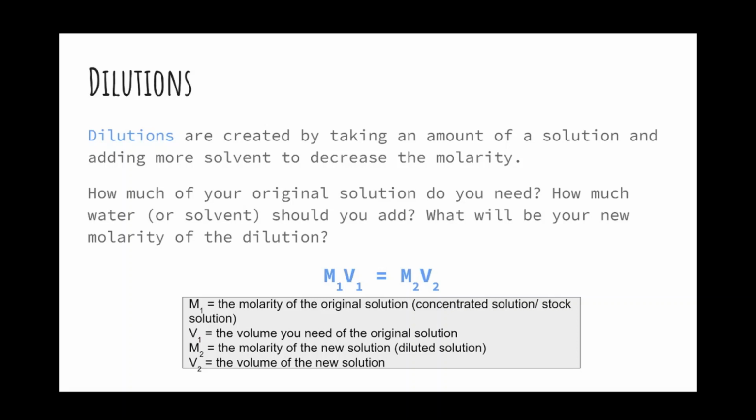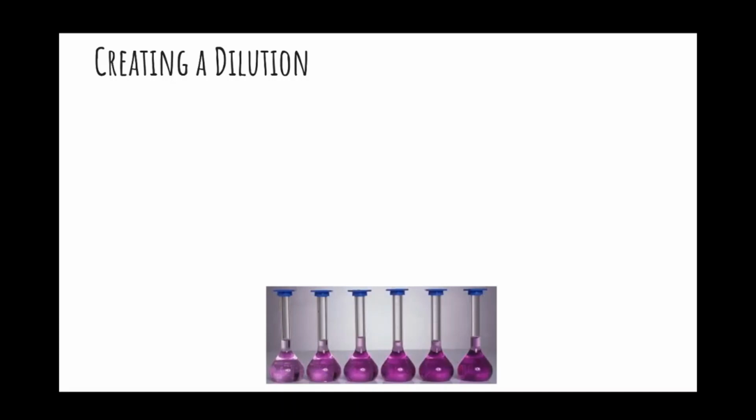And then V2 is the volume of your new solution. How much did you need to make of that diluted solution? Maybe it's only going to be 100 milliliters. Maybe you need to make 1 liter. Maybe you need to make 10 liters. But how much are you going to make? Let's look at an example on the next page, and we will solve it. So, creating a dilution.